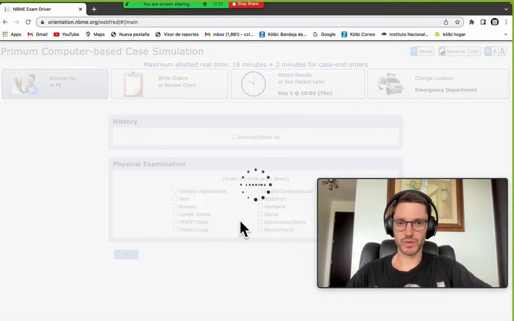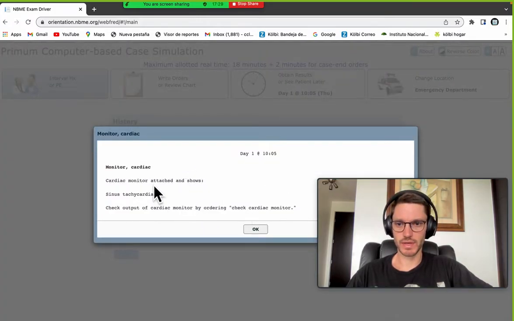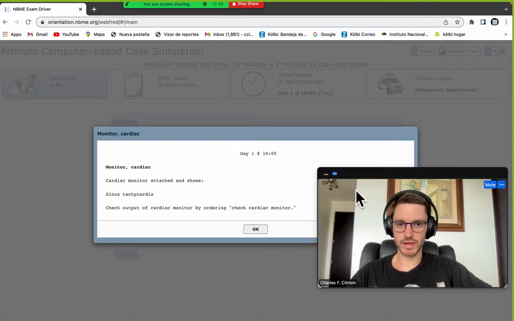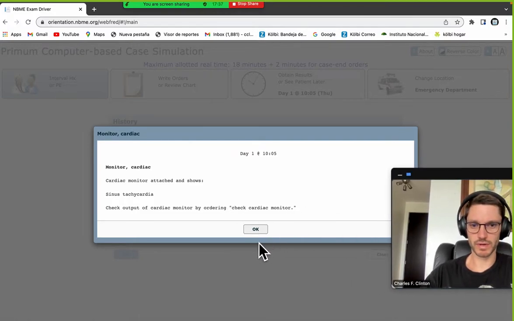I already asked for those two things. Haven't checked the labs and haven't checked the physical. Let's see what happens with this. Okay, sinus tachycardia, check output of cardiac monitor by ordering check cardiac monitor. So let's do that. Check cardiac monitor.